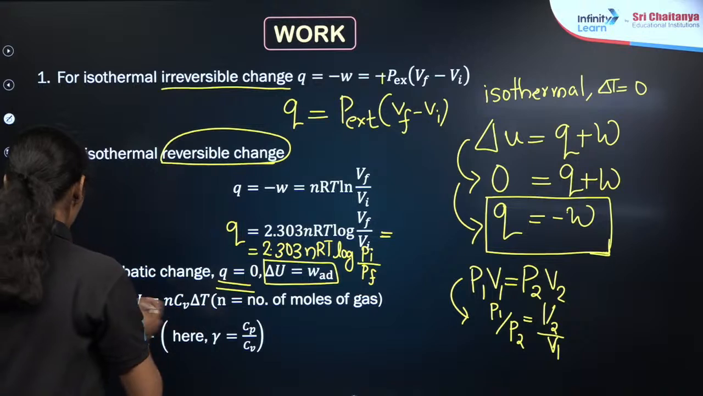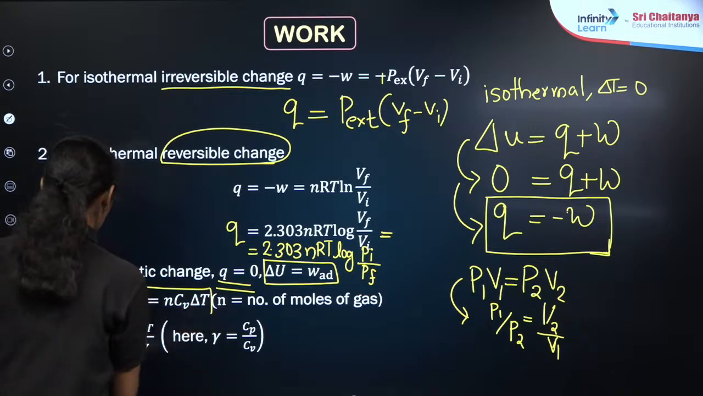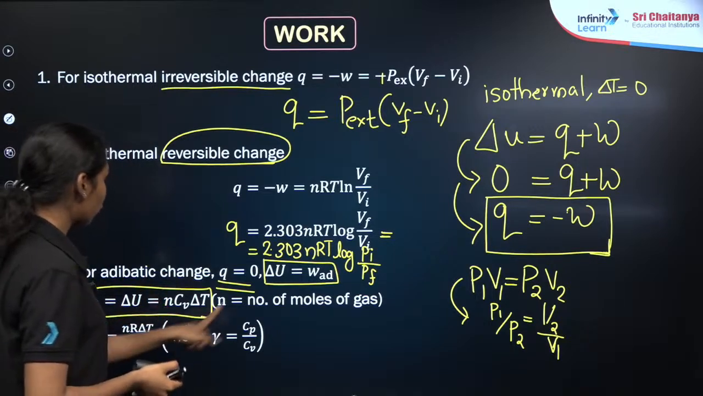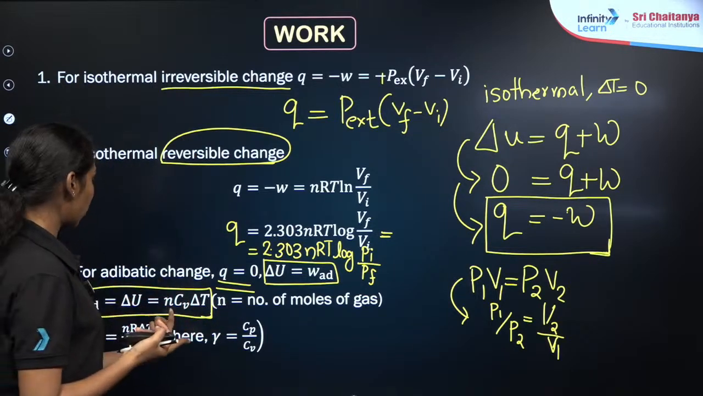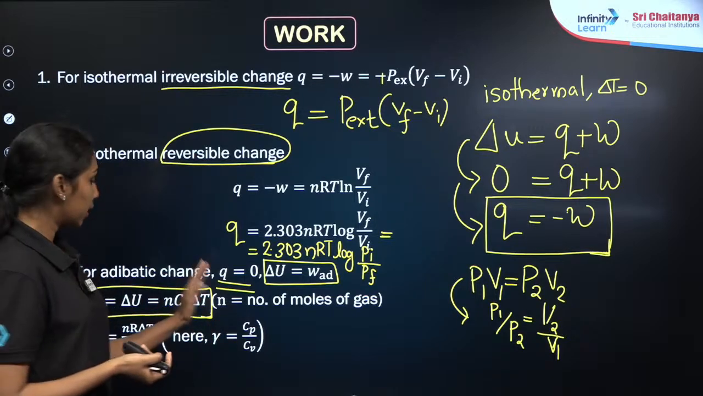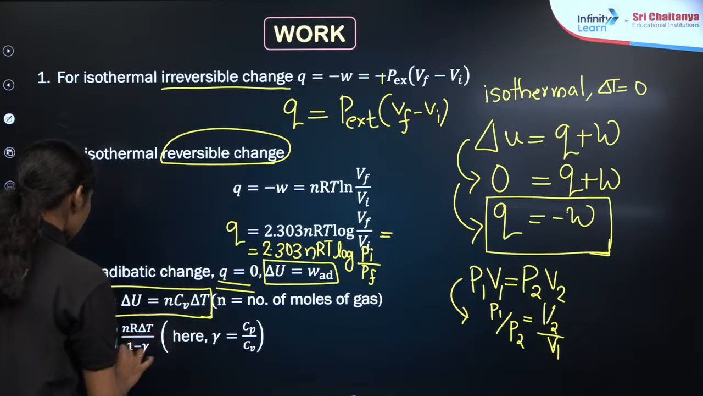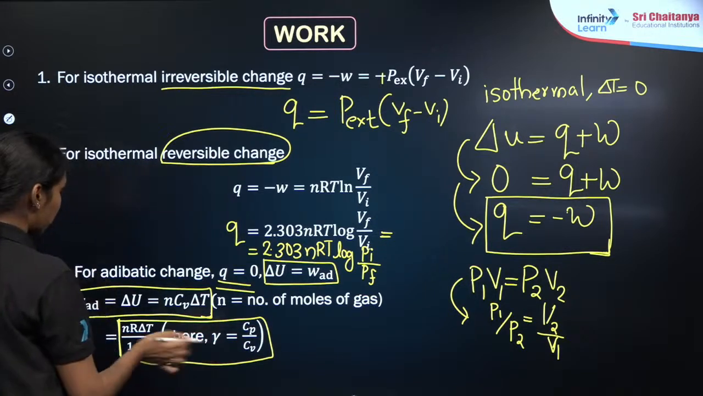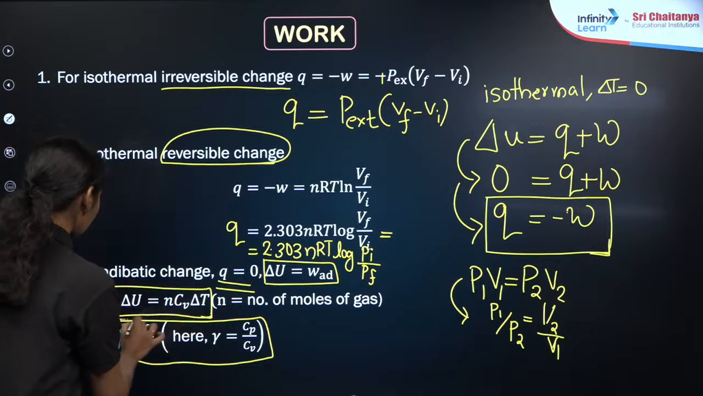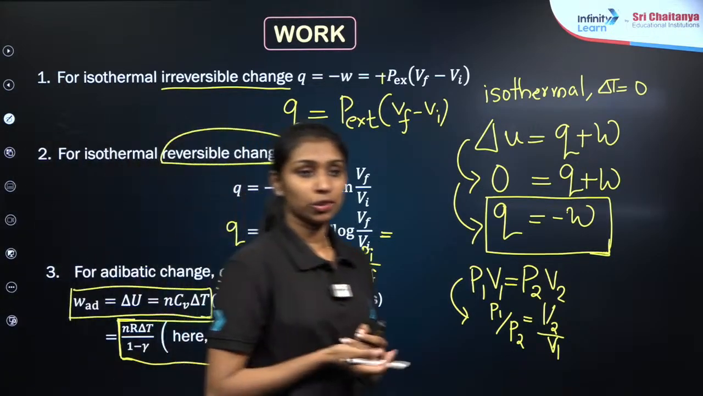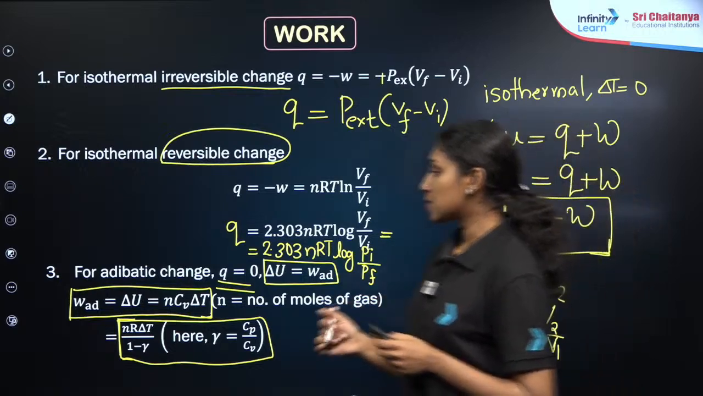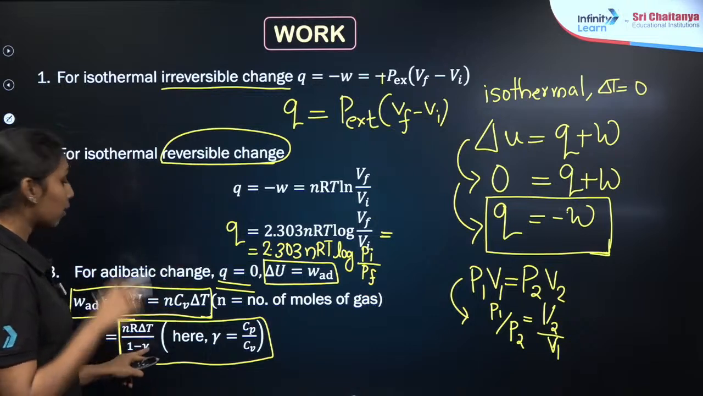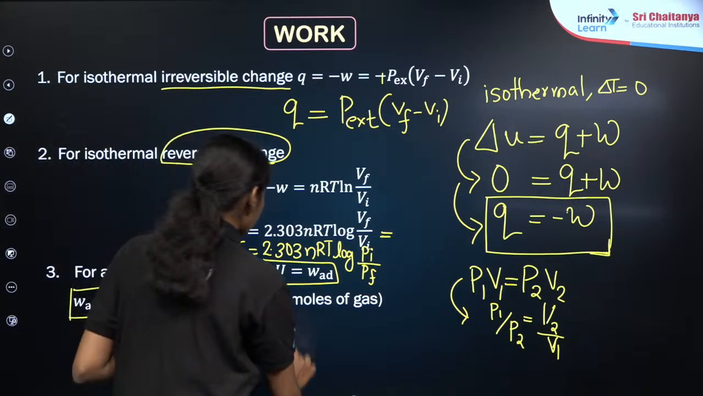There is one more expression for the work done during the adiabatic process, that is n into Cv into delta T, where n is the number of moles, Cv is the heat capacity at constant volume, and delta T is the temperature change, T2 minus T1. This is one more expression you have to note. It is a long derivation, no need of that. From the JEE Main examination point of view, you only need to remember the formula to solve the numerical problems. So the work done during the adiabatic process is equal to nR into delta T divided by 1 minus gamma, where gamma is another term known as the Poisson's ratio.